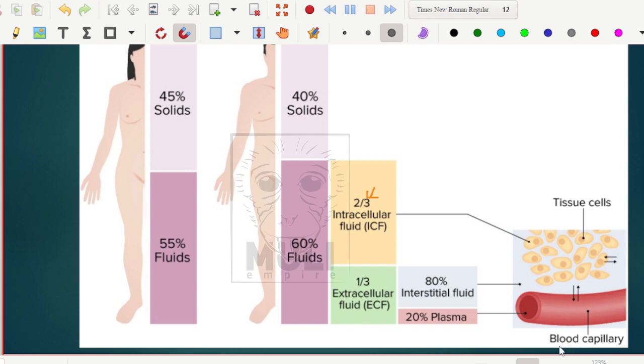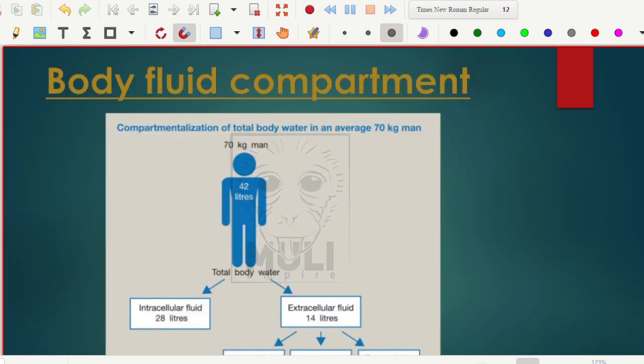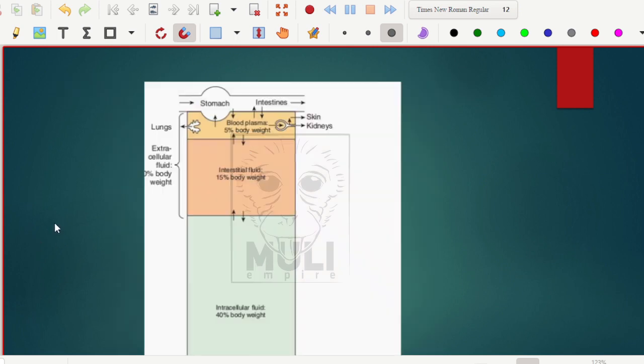As you can see here, for instance, the blood capillary here. So don't worry about this. I'm just giving you an overview. This is why you shouldn't miss my next videos, because in my other videos I'll be explaining in detail these body fluid compartments. Here I'm just giving you an overview so that you can understand what physiology is all about.